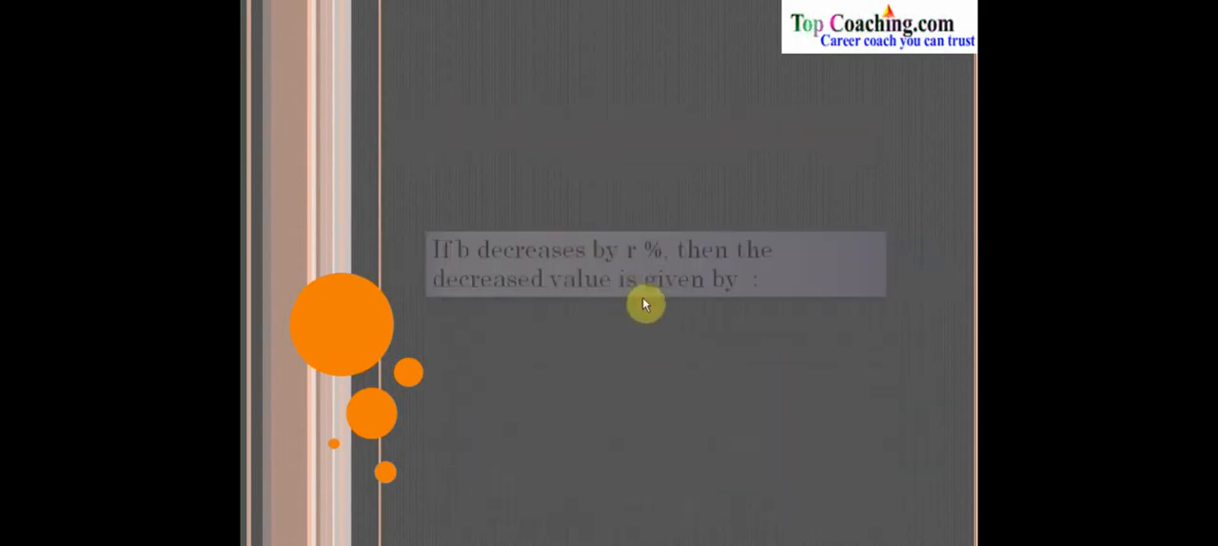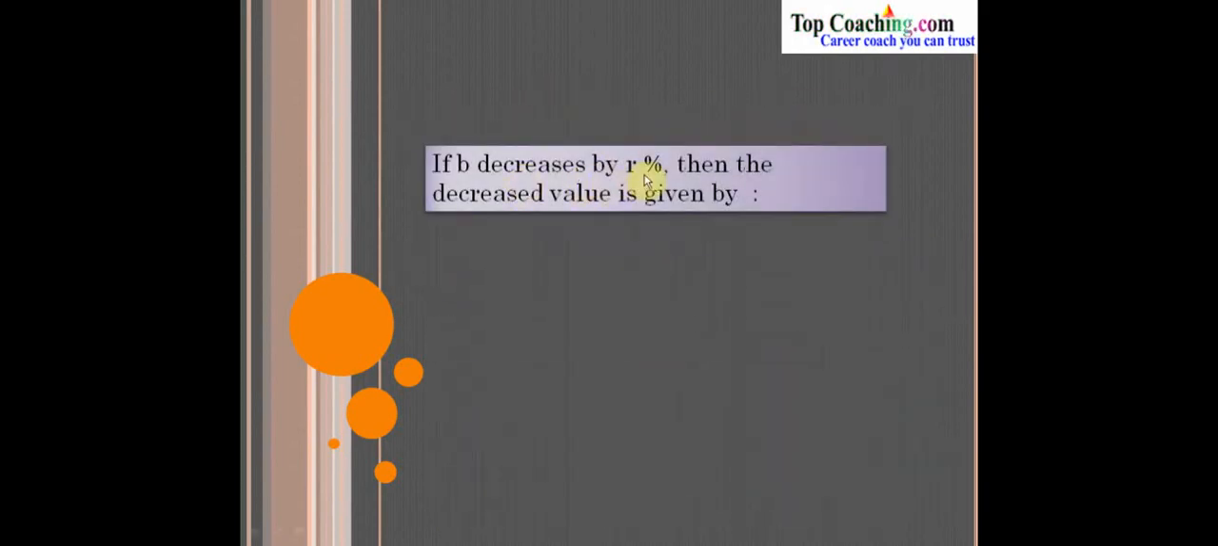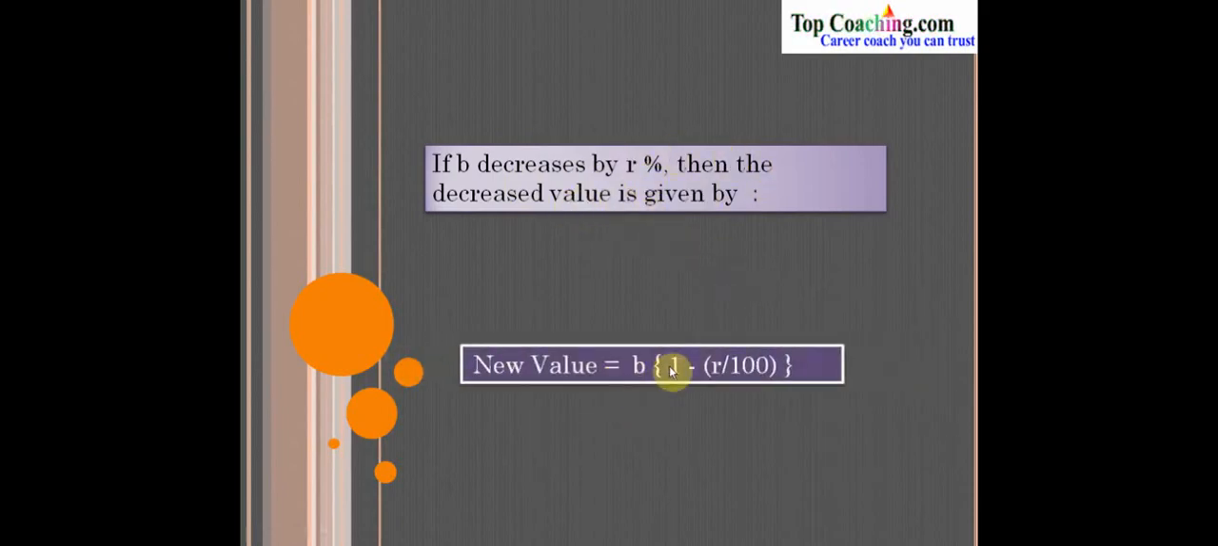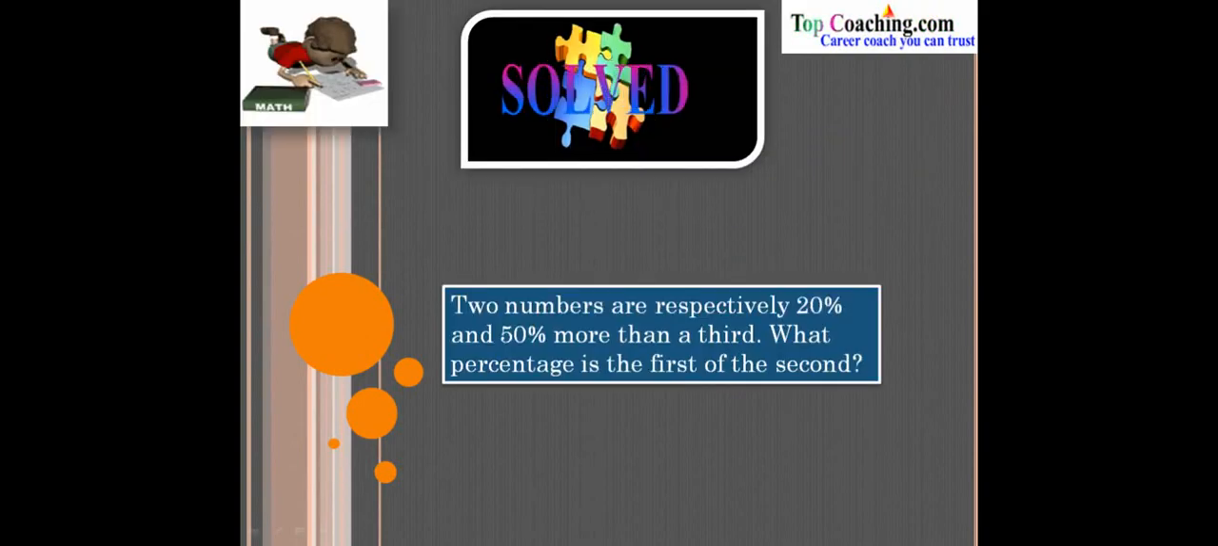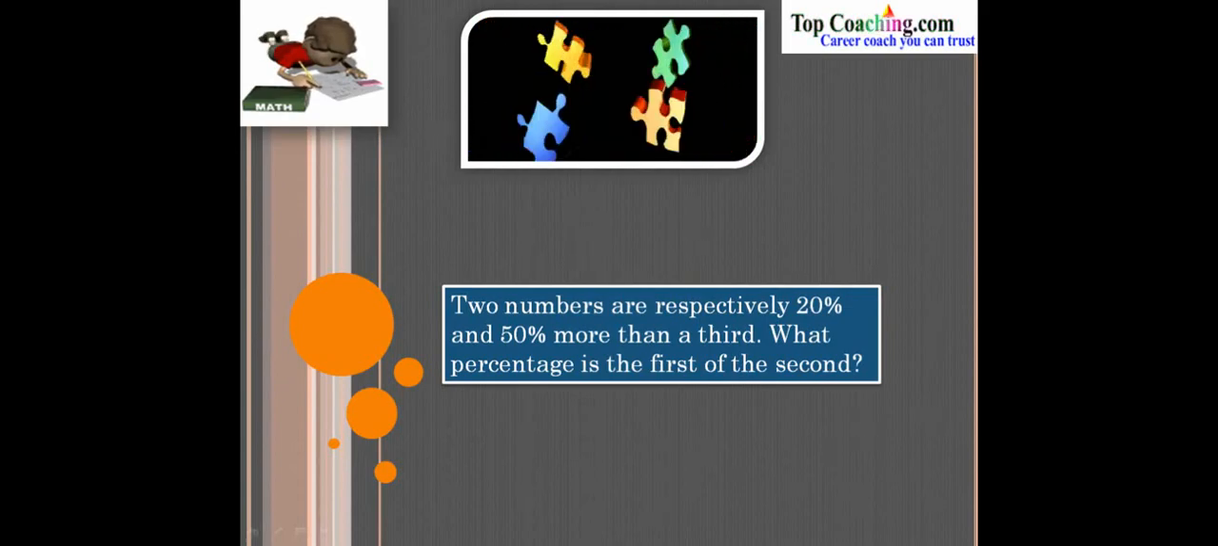So in general, if A decreases by R%, then the decreased value is given by A into 1 minus R by 100. Whenever there is a decrease, there is a minus sign over here, and if it's an increase, there's a plus sign over here. So this is about the percentage increase and percentage decrease. Now based on percentage increase and decrease, what we have just studied, let's try to solve a few examples.